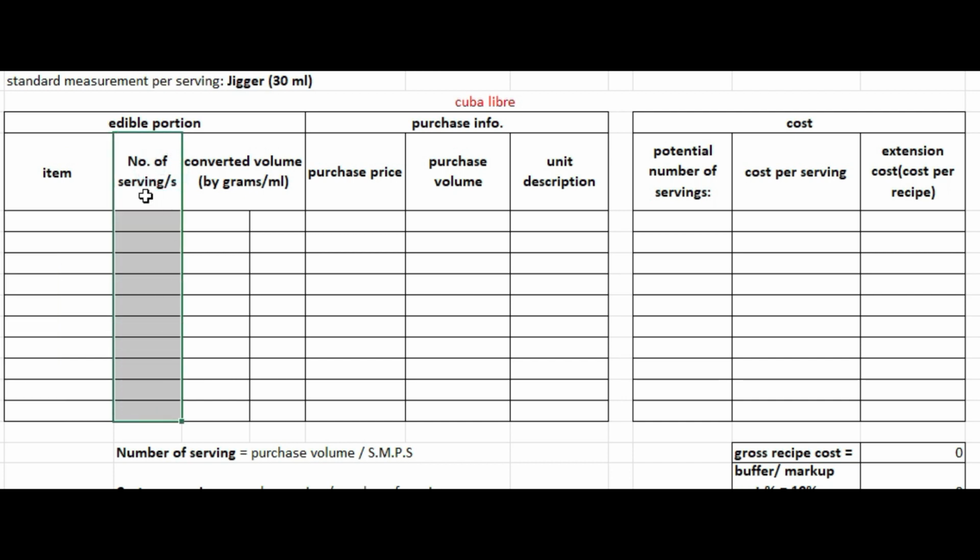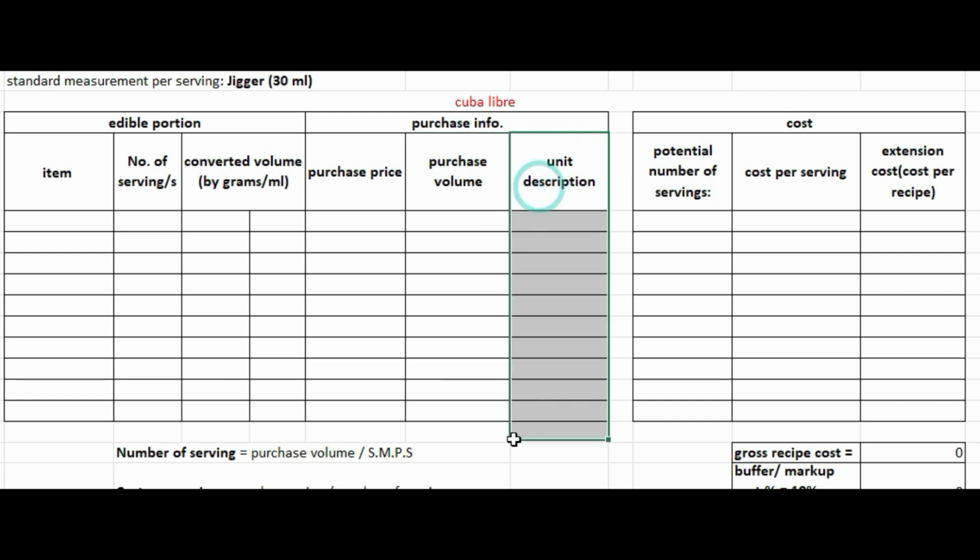And then next we have the costing form. First we have the edible portion, then item, and then we have also the number of servings at 30 ml. Then we have the converted volume into ml or grams. If ml, all liquid must be in ml, and if grams, all ingredients must be in grams, even the liquid if you are measuring it through its weight. For example, coffee, you can measure espresso using weight, so you can indicate in this part the description if it is grams or ml.